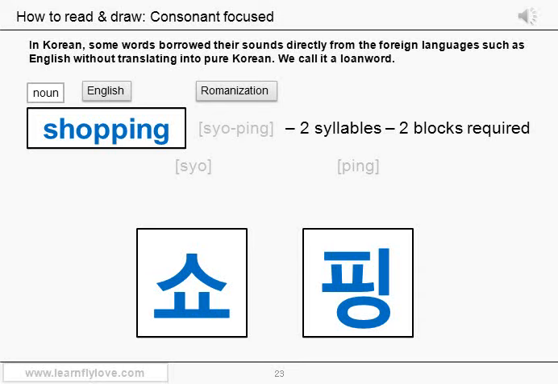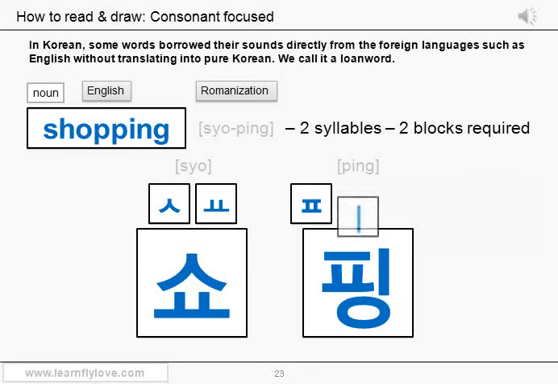The first consonant is s, like s in English. And the vowel is yo. So it's s, yo, sho. And the initial consonant of the next letter is p, like p in English, and the vowel is e. And the final consonant is ㅇ, the round consonant, which sounds like the English letters ng. So it's p, e, ping, shopping.